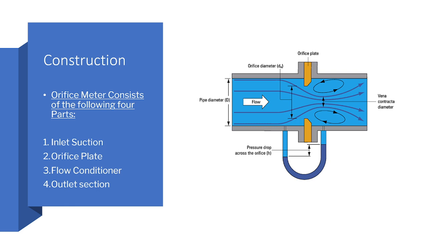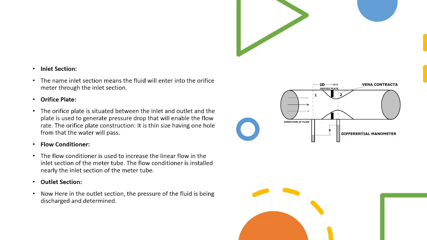So now let us look at the construction. You can see the diagrammatic representation on the right, where we have four main components or parts of interest, and those include the inlet section, the orifice plate, flow conditioner, and finally the outlet section. So let us gain some brief insight into all these four parts.